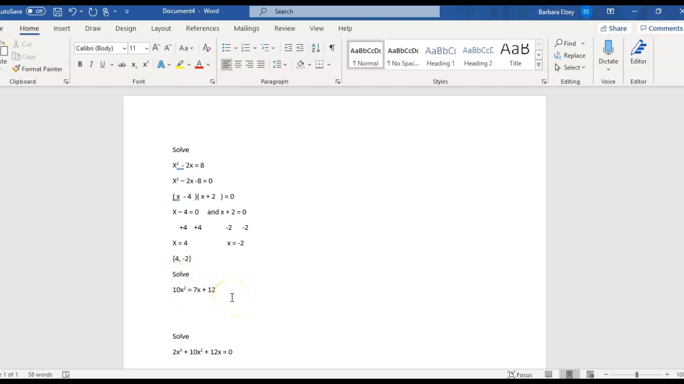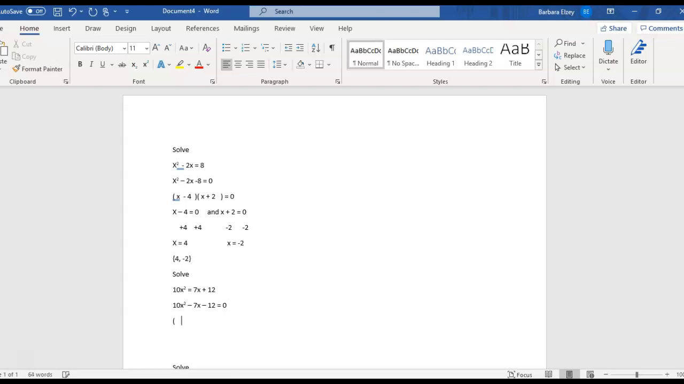All right, so let's look at this second example. Again, let's notice it's not in standard form, but it is quadratic since we have an x squared. But let's get everything over to the left side so that we have it in standard form. We have to remember that when the 7x moves over, it will be a negative 7x. And when the 12 moves over, it'll be a negative 12. And we'll have 0 on the right.